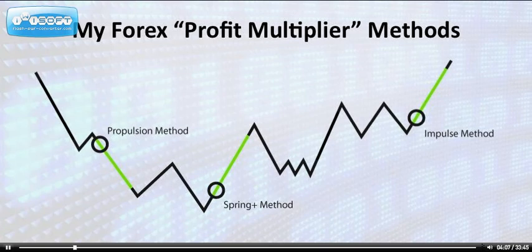First, we have the propulsion method. With the propulsion method, we're going after 1 to 5 bar swings in the markets with the trend after the trend recovers from a corrective move. Next, we have what I call the Spring Plus method. Here we're going after 1 to 5 bar swings in the markets when a reversal counter trend move develops. And then we have the impulse method where we're going after 1 to 5 bar swings in the markets at the very beginning of a new trend.